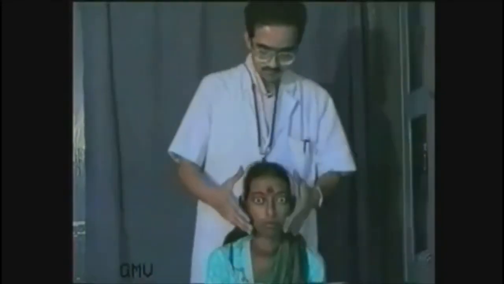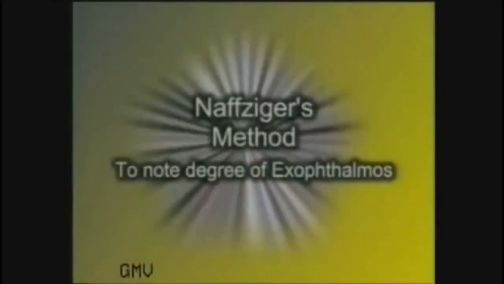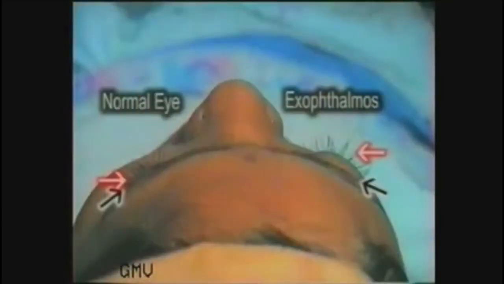Now to note the amount or degree of exophthalmos, examine the eyes by Nafziger's method. Stand behind the patient. Tilt the head of the patient backwards to observe the eyes in the supraorbital plane. The actual protrusion of the eyeballs beyond the supraorbital ridges can be appreciated in this position. Normally, the eyes do not project beyond the supraorbital ridges.